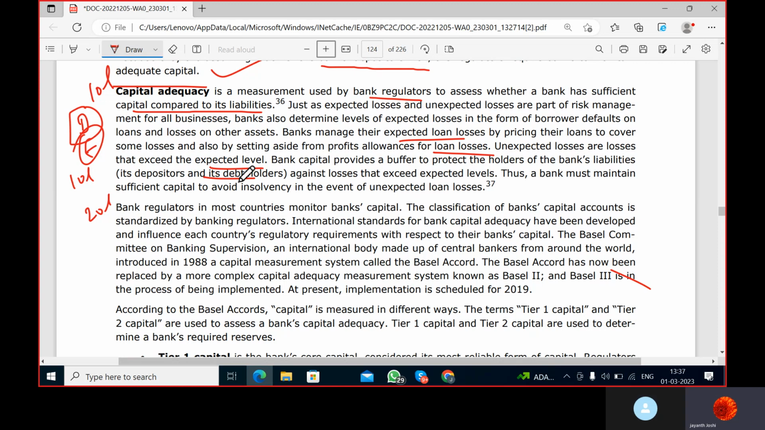And in that case, the liabilities of the bank are nothing but the depositors' money. So the depositors, or the people who have amounts in the bank, are protected, isn't it so? Correct, against the losses that exceed the expected levels. Thus, a bank must maintain sufficient capital to avoid insolvency in the event of unexpected loan losses.